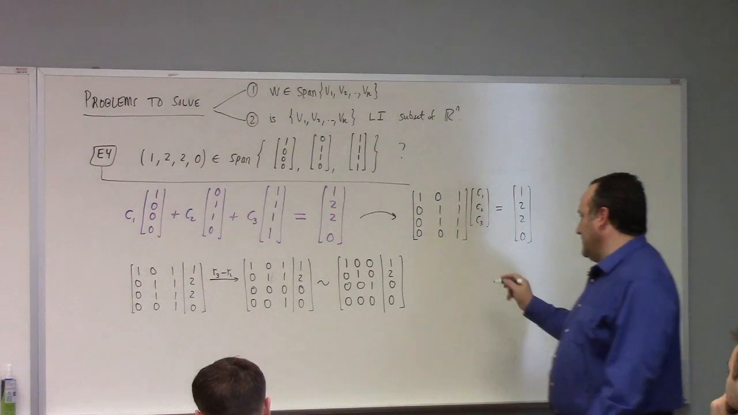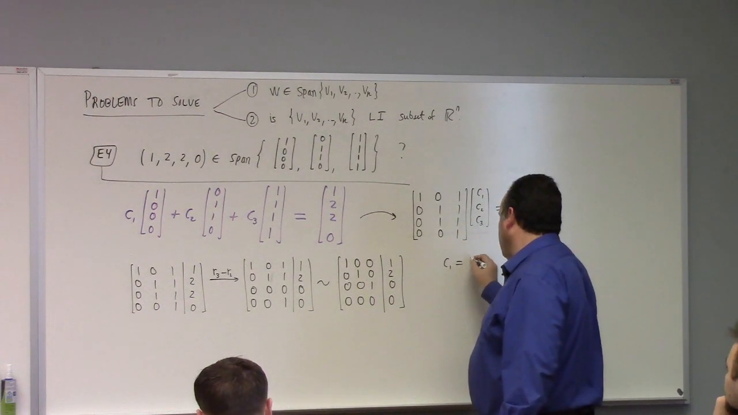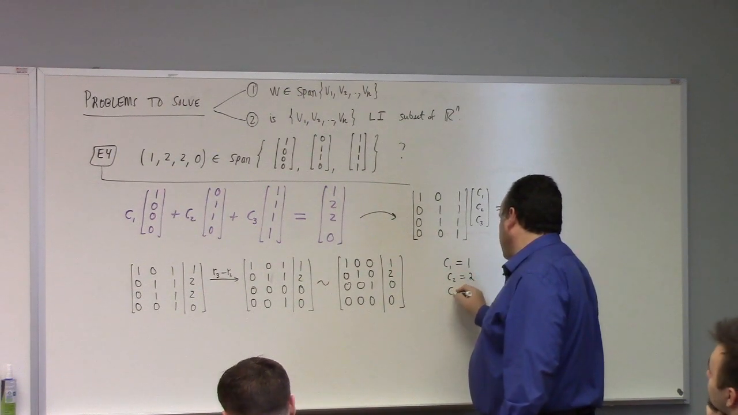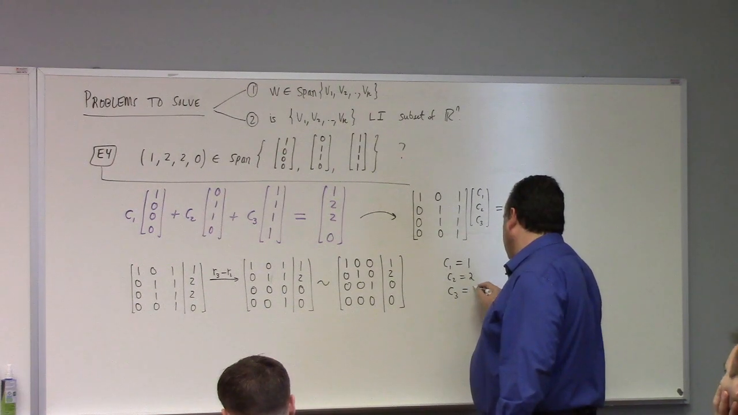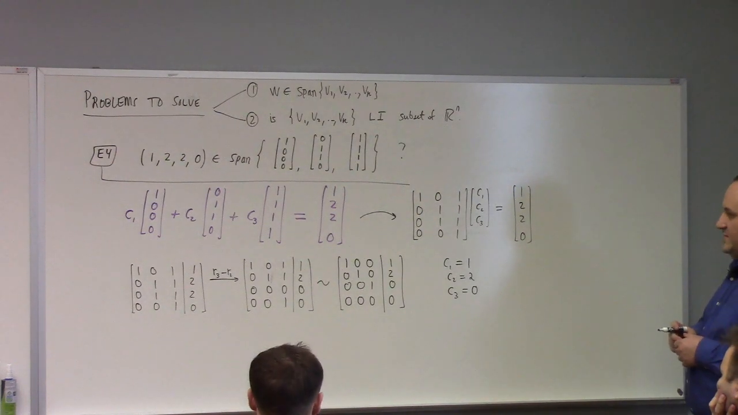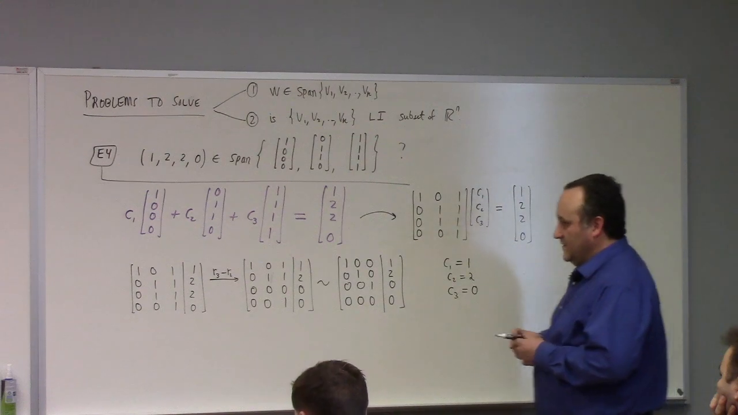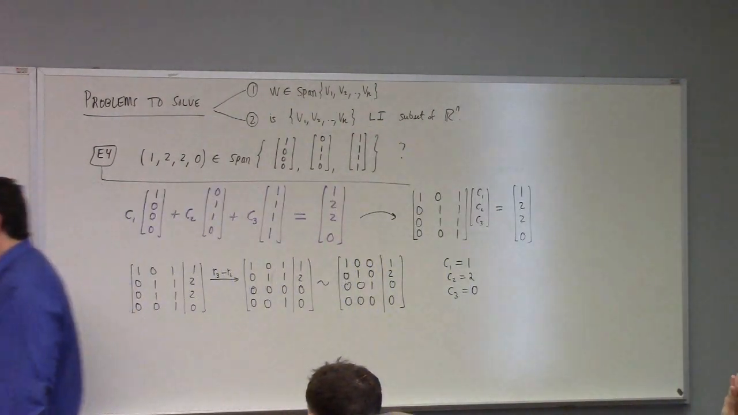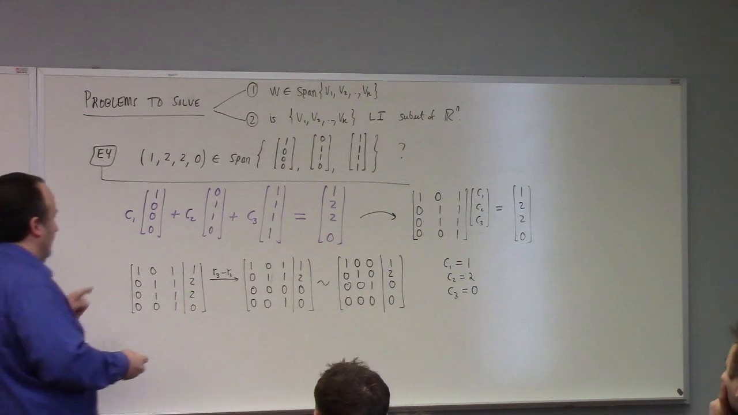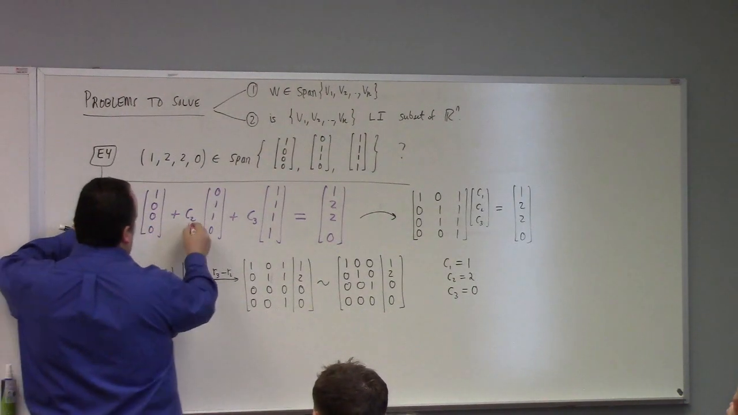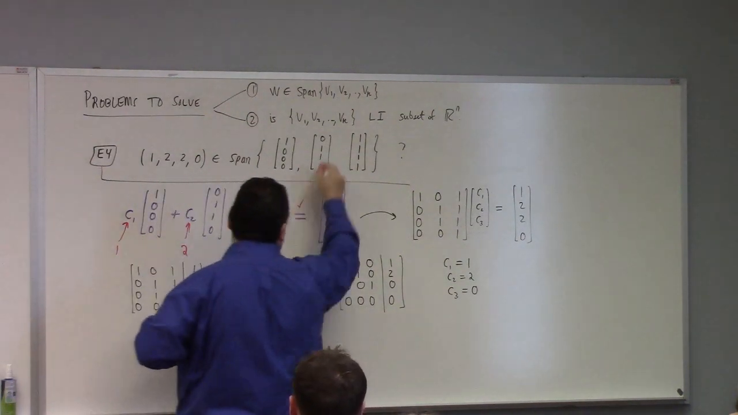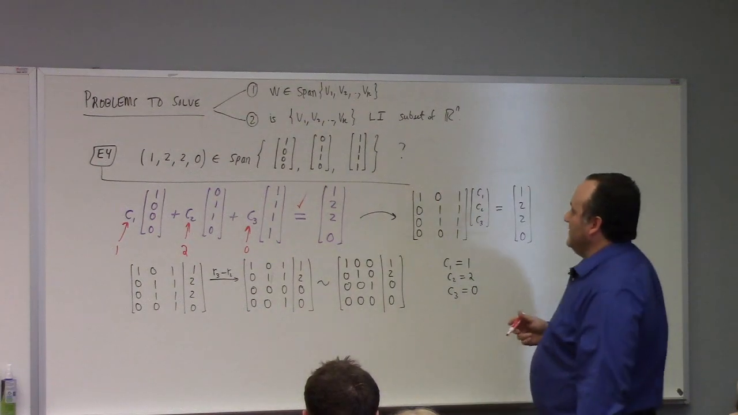So what does this tell me? This tells me that C1 is equal to 1, C2 is equal to 2, right? And C3 is equal to what? 0. Which makes total sense, right? Because if you go back and look at my purple equation, you can easily see that if I put a 1 here, a 2 here, a 0 here, we get that, right? So what's the answer to my question?